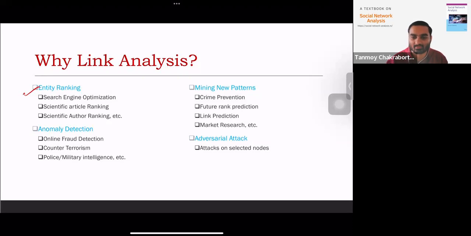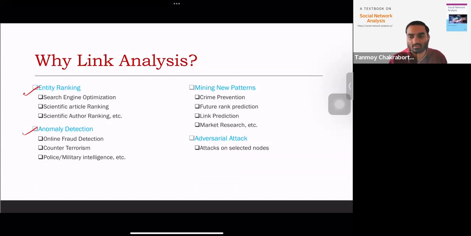In the citation network, the search engine looks at the importance of different links and then retrieves documents accordingly. The second application, which we will discuss separately in one of the later chapters, is anomaly detection, or outlier detection.